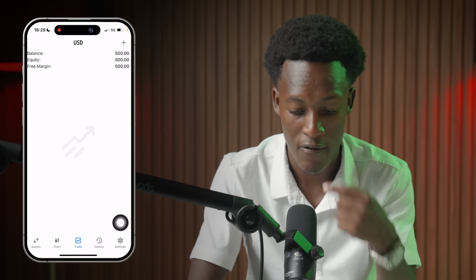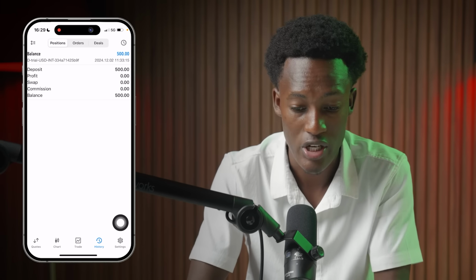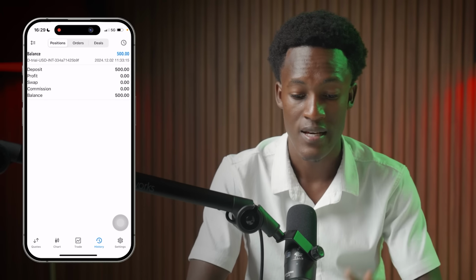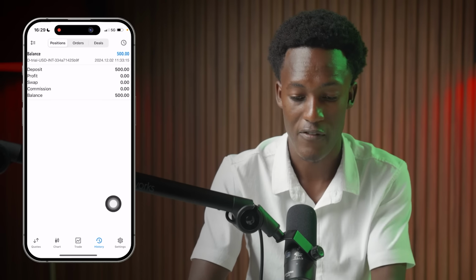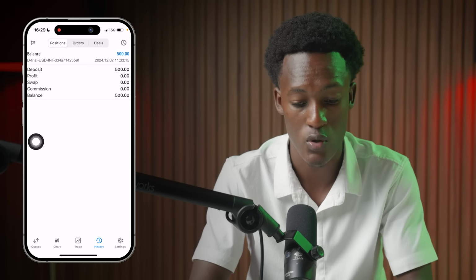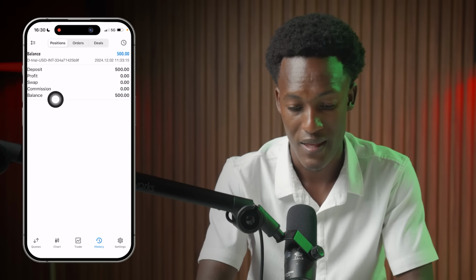Then lastly, we have the trade history. Within the trade history, all your trades reflect here, rather, your history of trades. Say you took buys and sells, all that's going to show up here. Your profit or loss is all going to show up here. Your deposits and withdrawals are all going to show up here. So you can see we have deposit, we have profit, we have swap, commissions, and then balance.